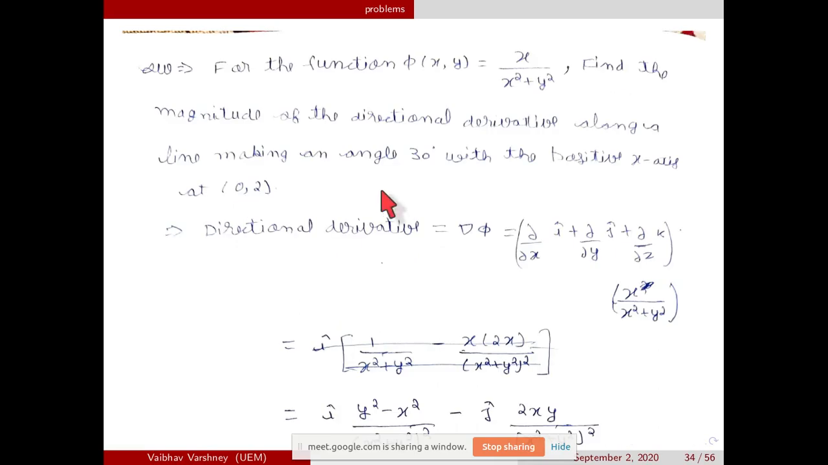So let's go to the problem. Read the question. All of you have a pen and copy, please keep the pen and copy with you. I have the solution of all these problems, but please keep the pen and copy. So for the function phi(x,y) = x upon x square plus y square, find the magnitude of the directional derivative along a line making an angle of 30 degrees with the positive x-axis at (0, 2). You have to find the directional derivative of this function along a line making an angle of 30 degrees with the x-axis at this point (0, 2). So is the question clear to all?